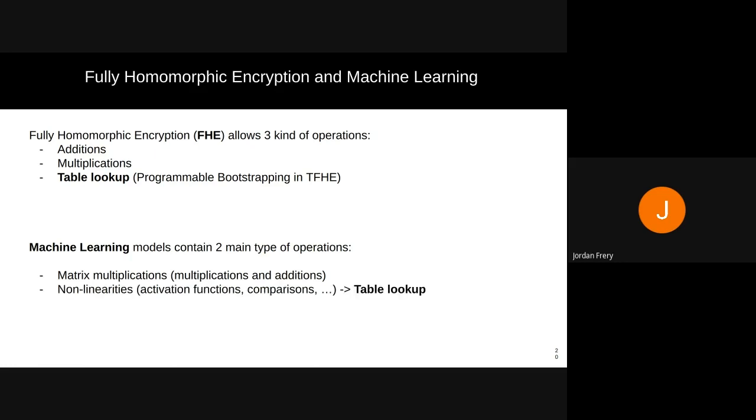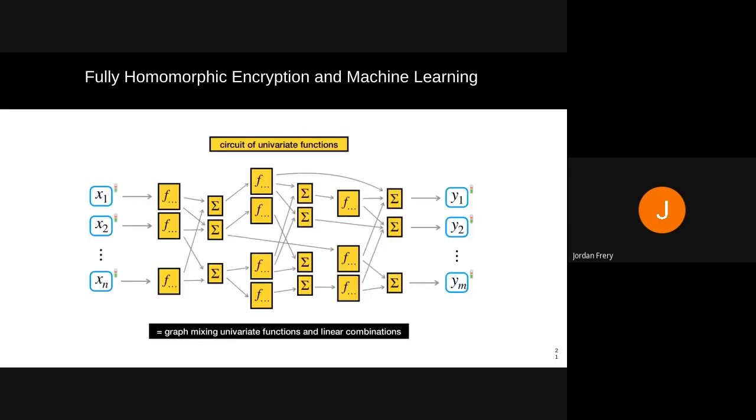And the second part is nonlinearities. So in neural nets, for example, you want to break the linearity by adding some nonlinear activation functions. You could also have, as we will see in trees, some comparisons between values that break the linearity. And this is going to be represented using a table lookup. So overall, fully homomorphic encryption and machine learning can be matched by having two main kinds of operations.